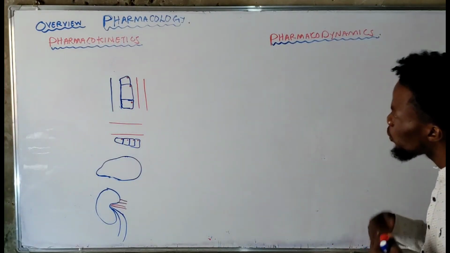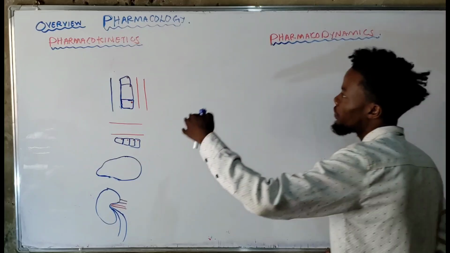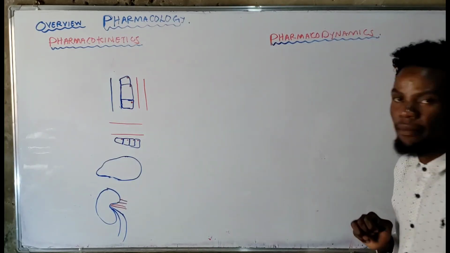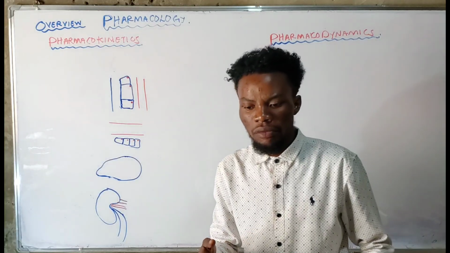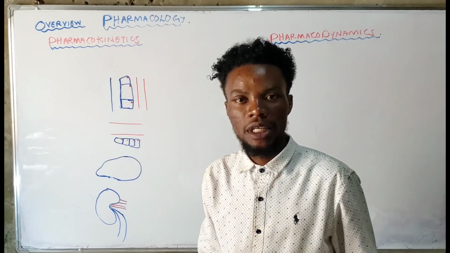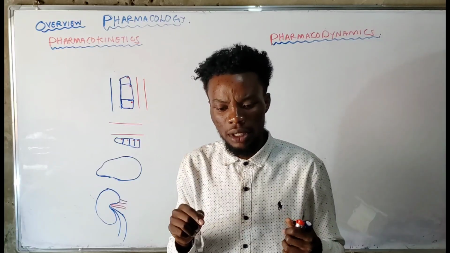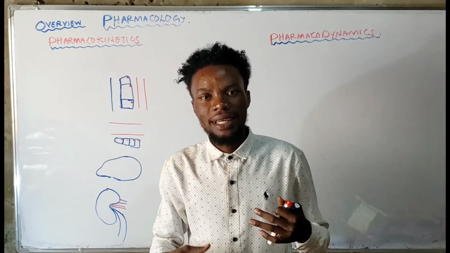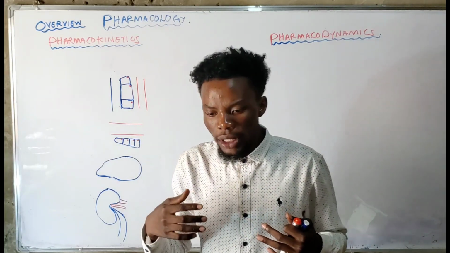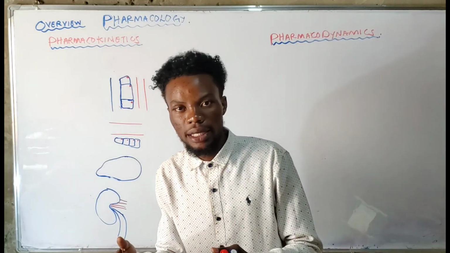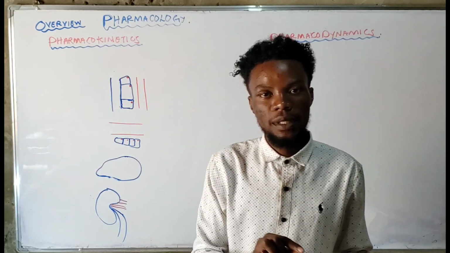In this video, we're talking about an overview of both pharmacokinetics and pharmacodynamics. Why talk about the overview? Because if you have an overview of something, the moment you begin studying it, you know the end product. You know that on pharmacokinetics I'll be expecting this and that, and on pharmacodynamics I'll be expecting this and that.